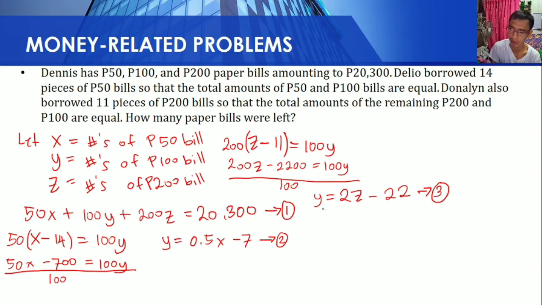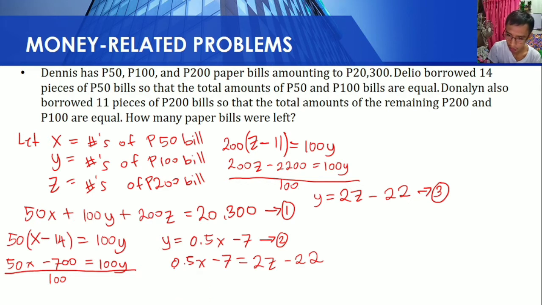So magiging, so yung value ng y, so this will be 0.5x minus 7. So ano yung value is equal to y? So yung value ng y sa equation 3 is equal to 2z minus 22. Ayan. So kunin natin yung value ng x in terms of z, no? Mag in terms of z tayo para pwede nating i-substitute dito sa equation 1 natin, no?